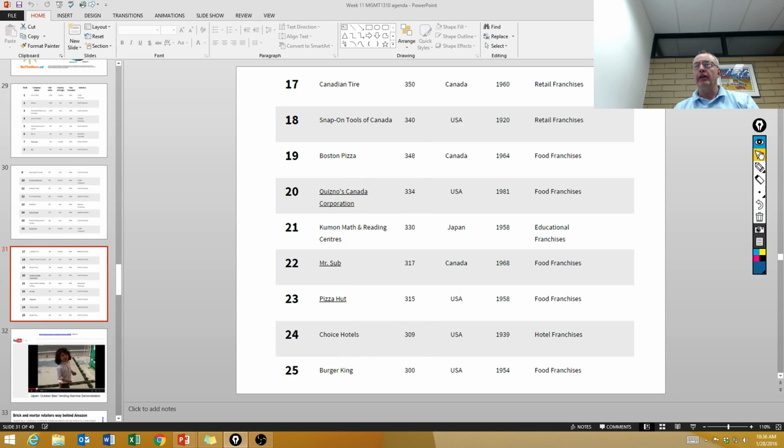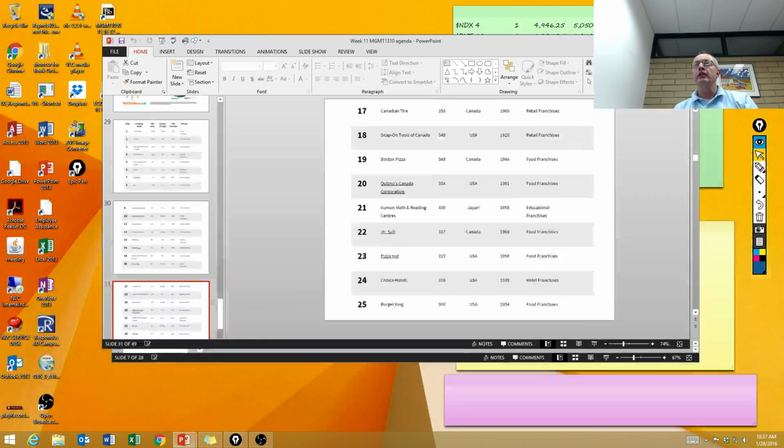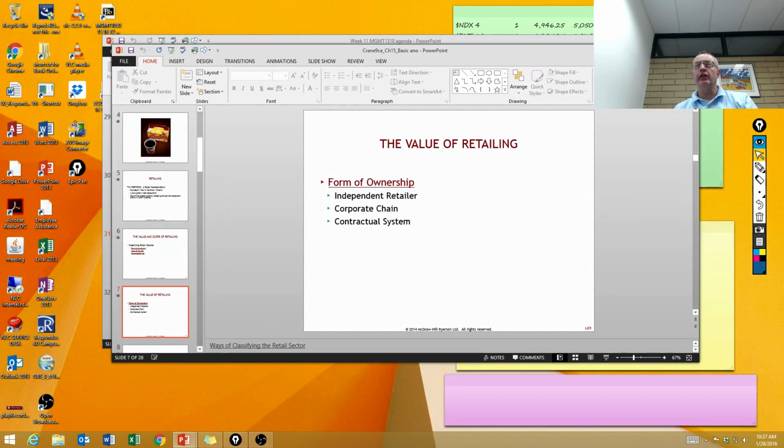Okay, so back to ways of classifying retailers. We've looked at the form of ownership, and we can also classify retailers.